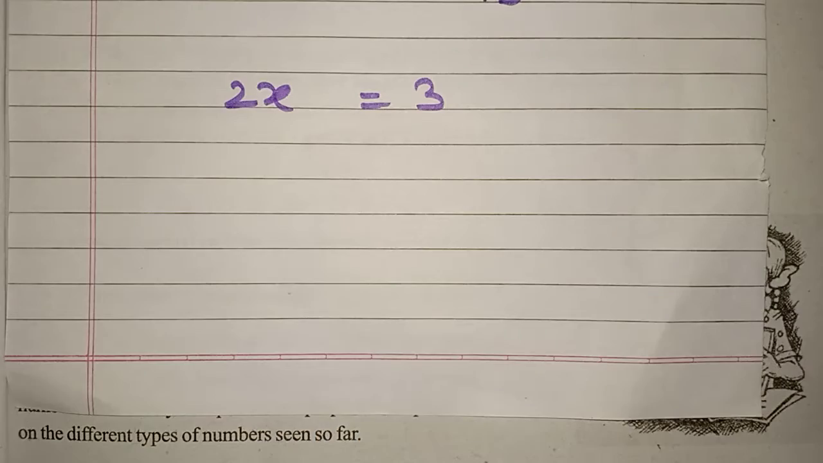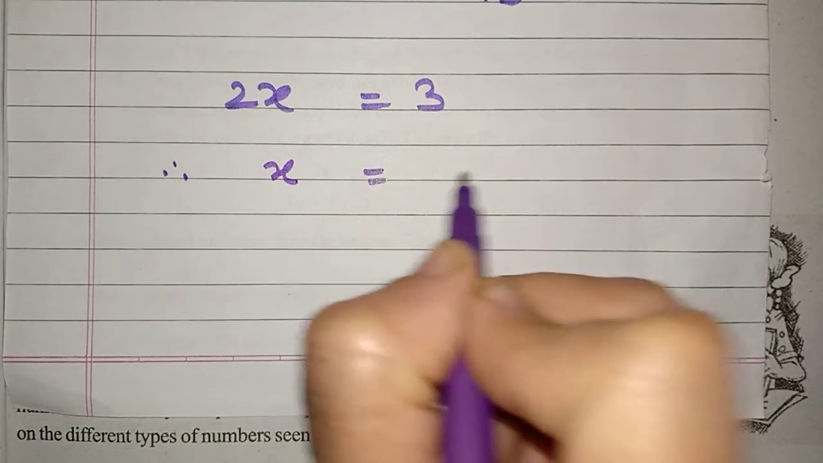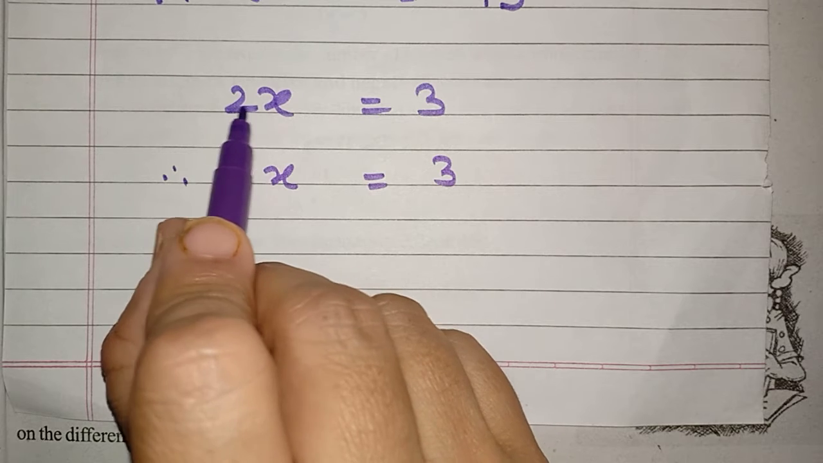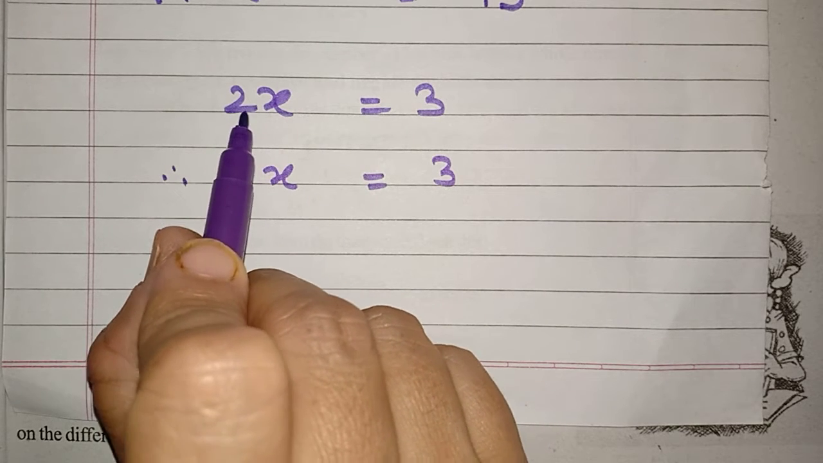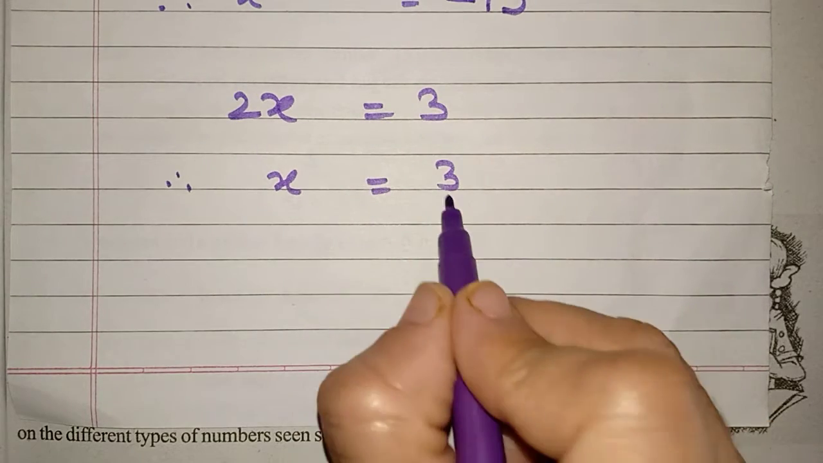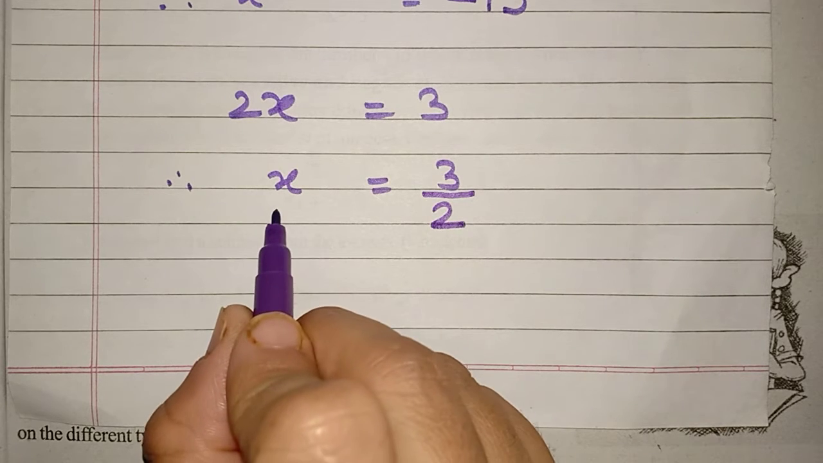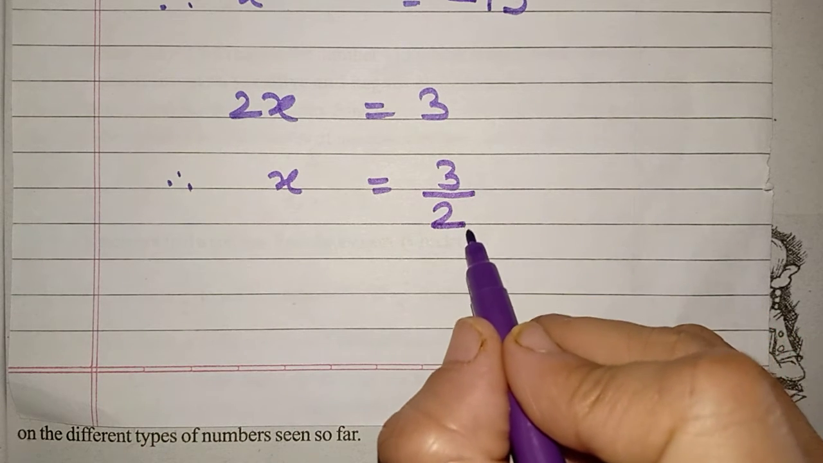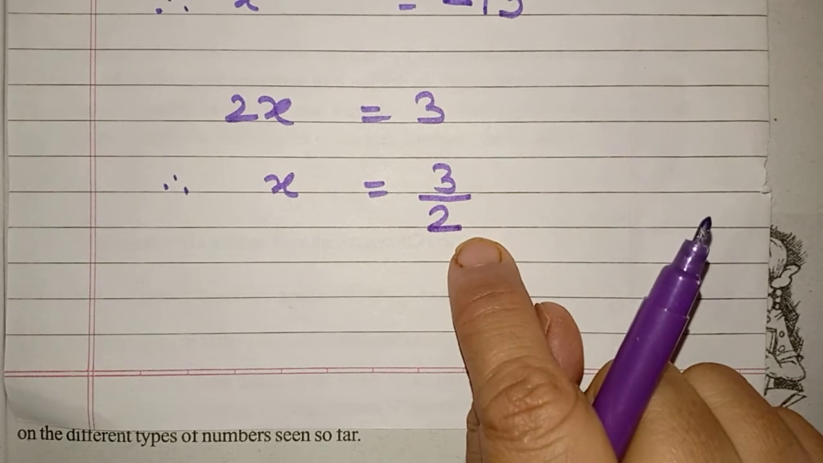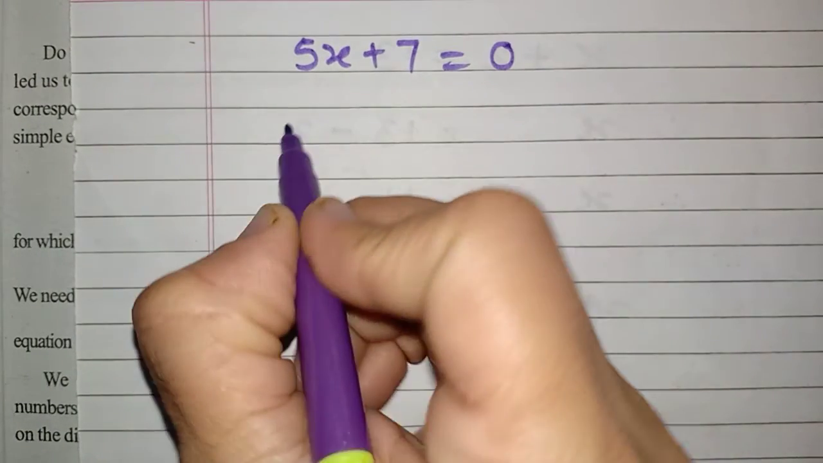Let's solve them. Now, I will keep x on this side. 2 is multiplied here. There is no sign between 2 and x, so it means it has the sign of multiplication. Now I will take this 2 to the other side, so it becomes division. So the value of x is 3 by 2, which is again not a whole number, not a natural number and not an integer. Let's solve this also.